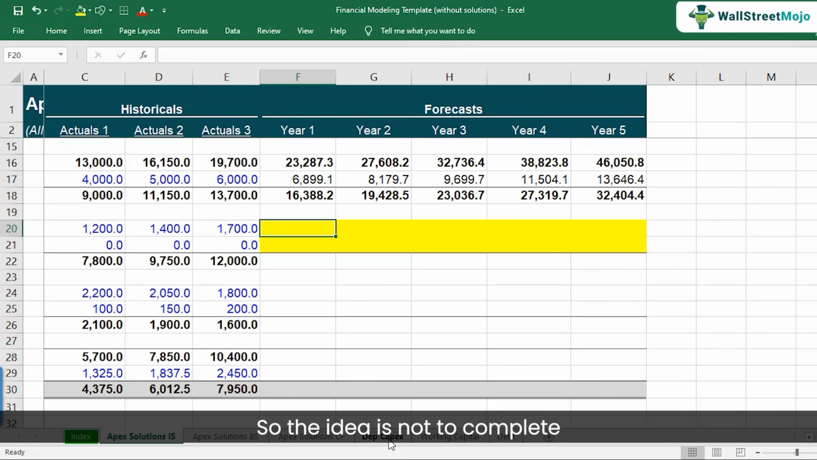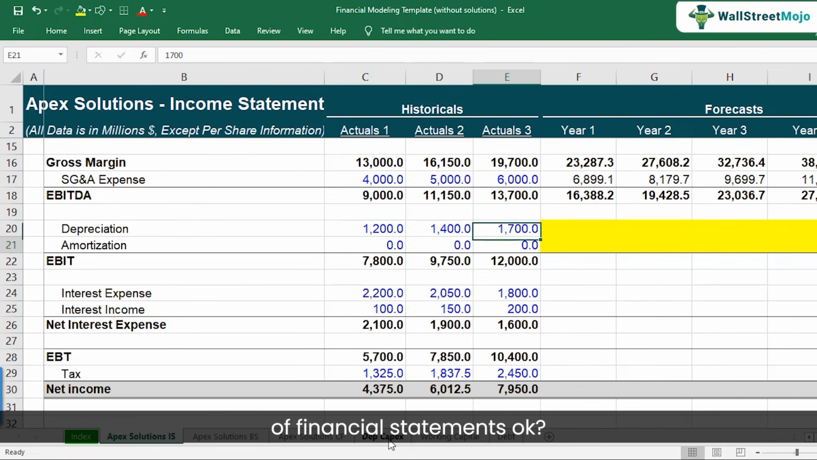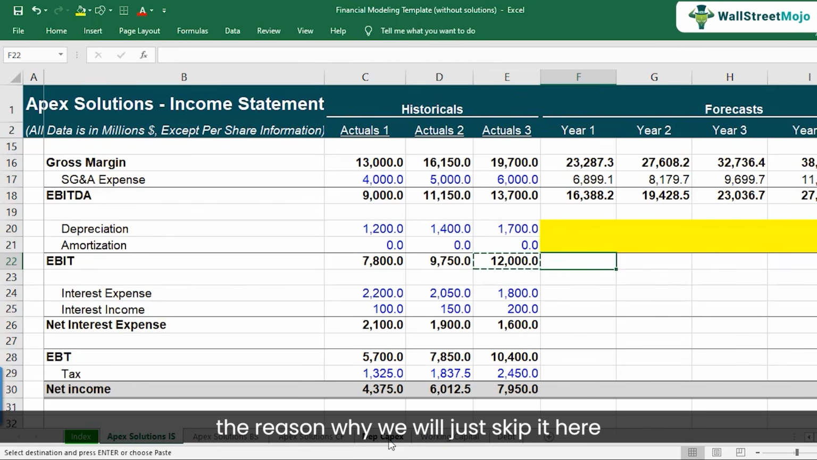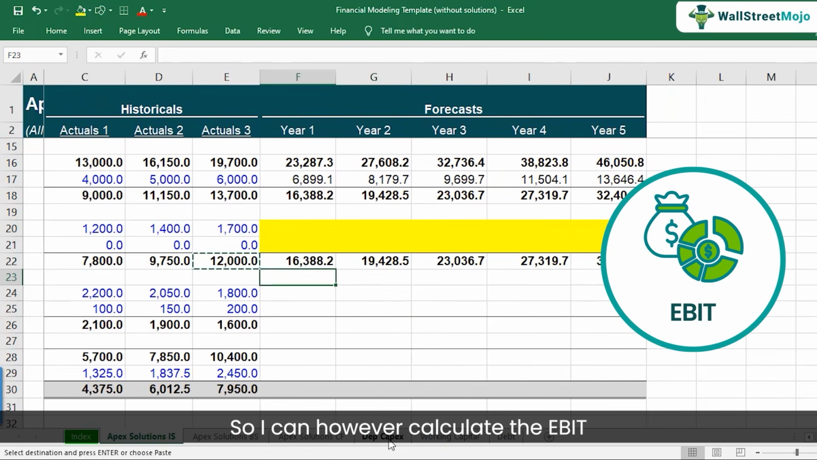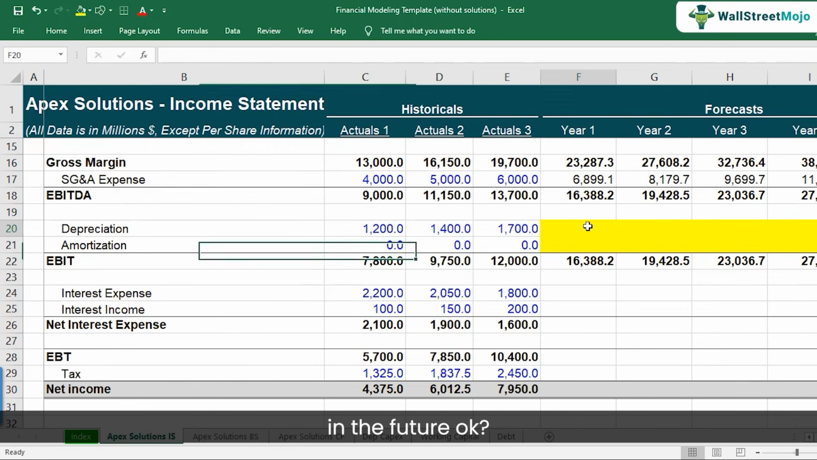Okay, so the idea is not to complete the full income statement right away, because as I said, the 3 statement model actually is a to and fro between different sets of financial statements. So that's the reason why we will just skip it here as of now. I can, however, calculate the EBIT, assuming that these numbers are going to come in the future.